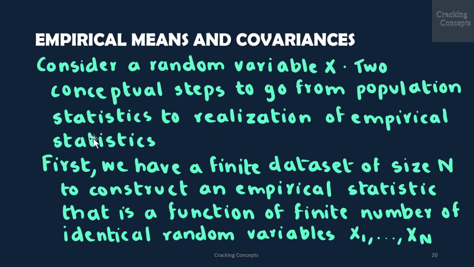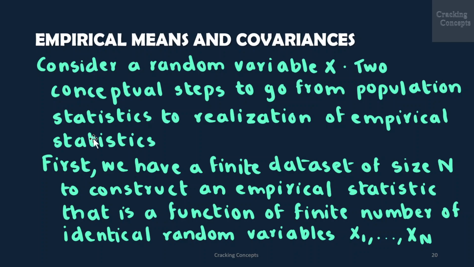Now we look into empirical means and covariances. Consider a random variable x. There are two conceptual steps to go from population statistics to the realization of empirical statistics. First, we use the fact that we have a finite data set of size n to construct an empirical statistic that is a function of a finite number of identical random variables x1 to xn. Second, we observe the data. That is, we look at the realization x1 to xn of each of the random variables and apply the empirical statistic.